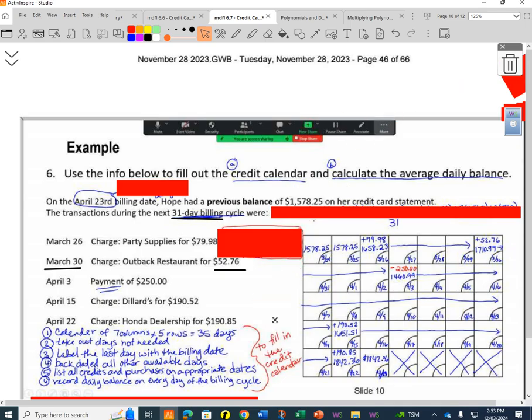This is how you fill in the credit card. I forgot to uncover that box. Okay, so this is the credit calendar. Now, if we want to find the average daily balance, we're going to find an average, right? So there's 31 days. We're going to divide some numbers by 31 because there's 31 days in the billing cycle.